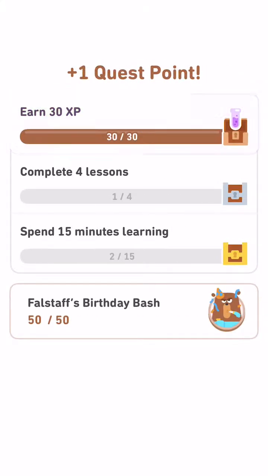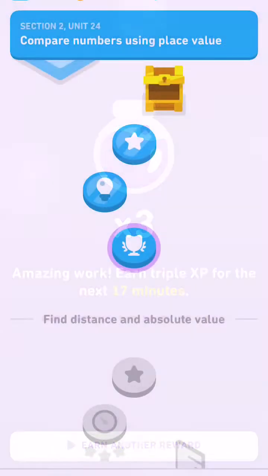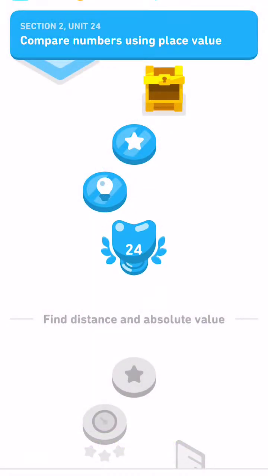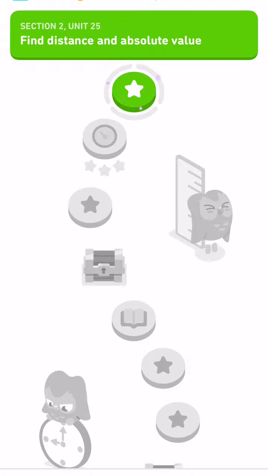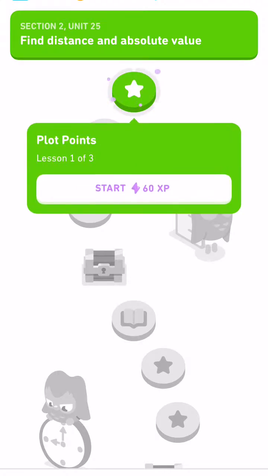So we got our 30 XP. We just need to do 3 more lessons to open the silver chest. So let's continue. We will start with section 2, unit 25, plot points.